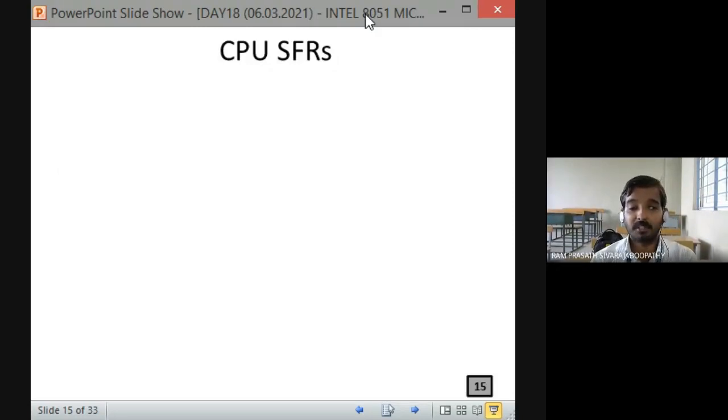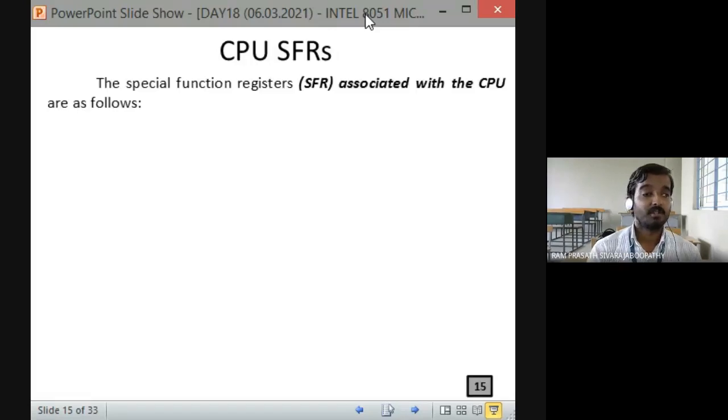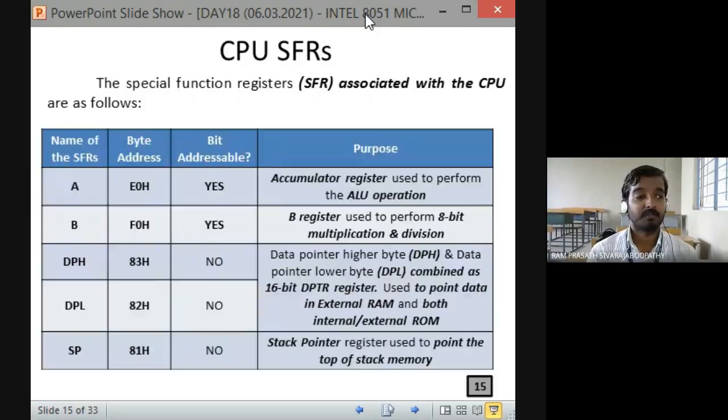Fine. Now we will go with the CPU SFRs. Out of the 21 SFRs, we have some SFRs which are associated with the CPU. That means these SFRs are going to be useful for general purpose programming. The special function registers associated with the CPU are as follows: accumulator register, B register, DPH, DPL, then SP.